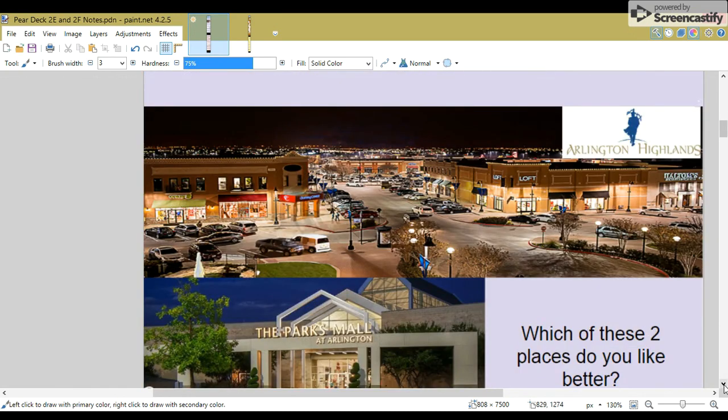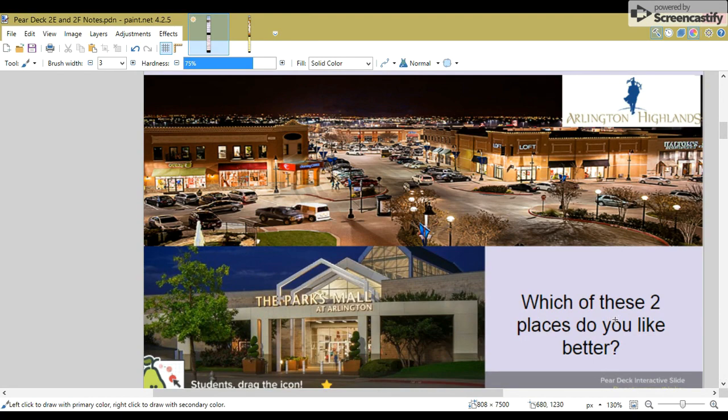On this slide, which of these two places do you like better? Do you like the Highlands or the Parks Mall? Drag your icon over the one you like the best.